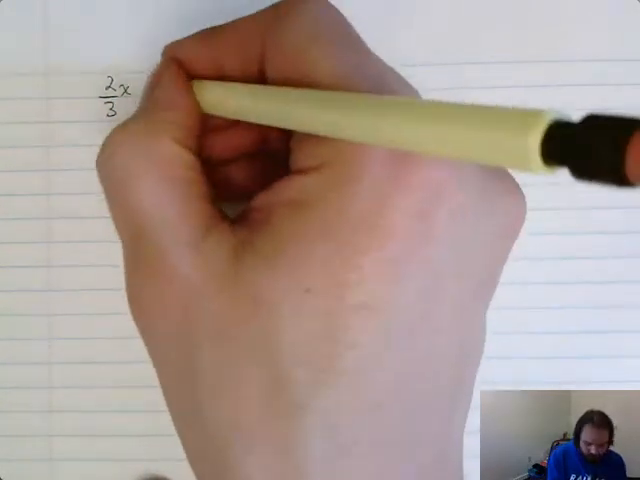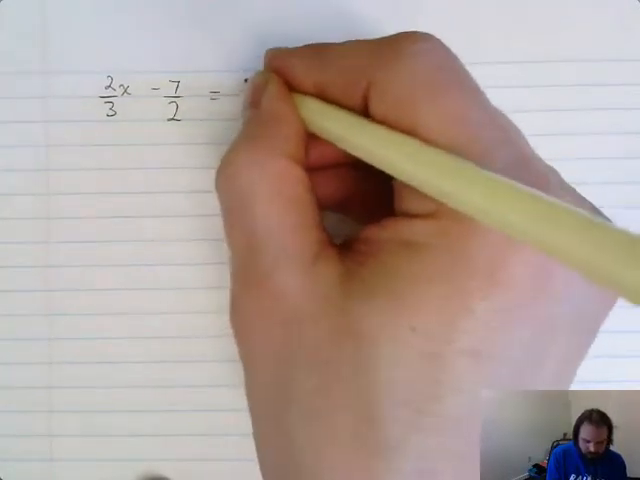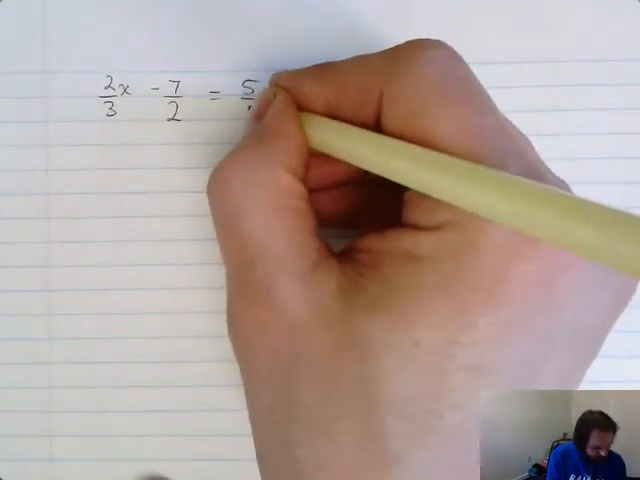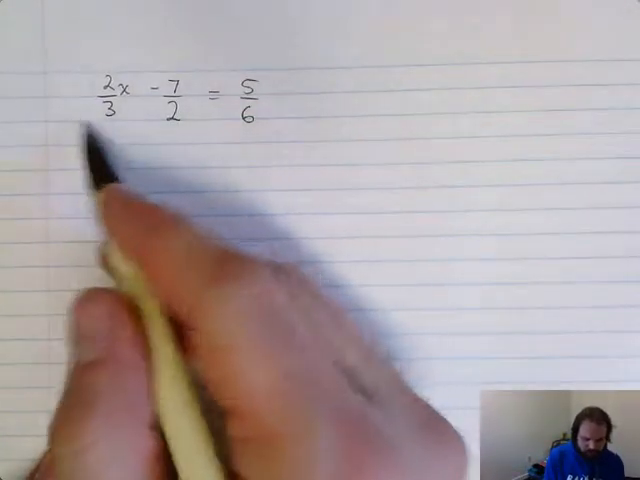And we're going to say minus 7 over 2, and that's going to be equal to 5 over 6. All right. So we're going to start off over here.